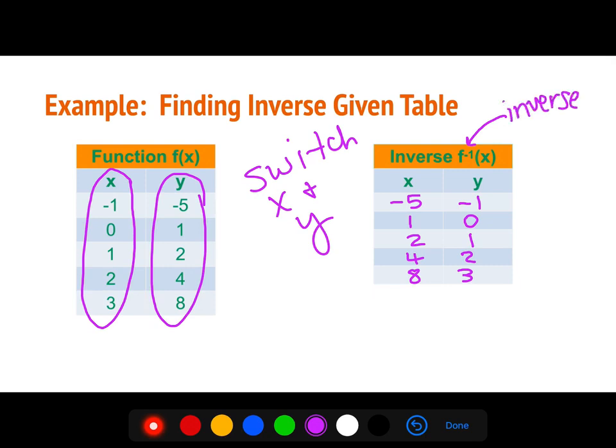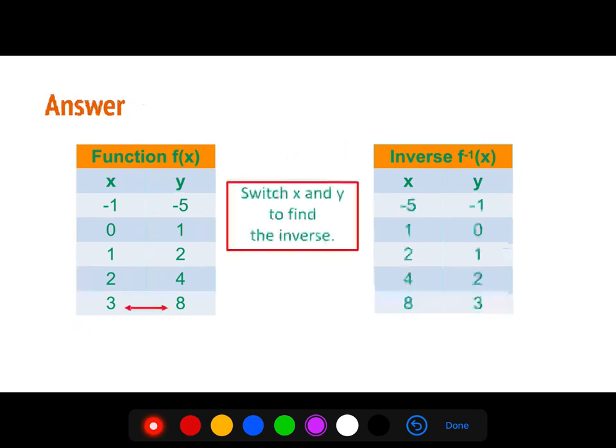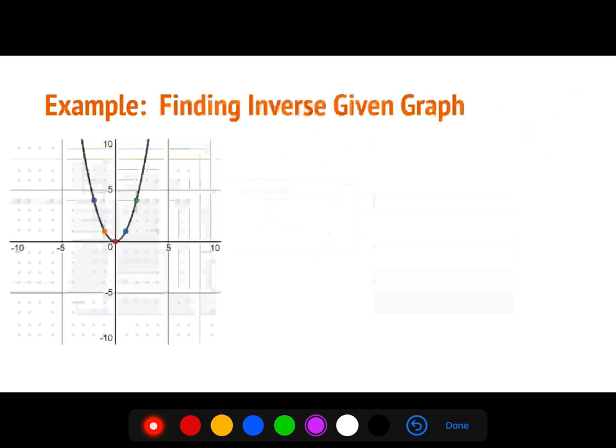And this little -1 up here means inverse. And since it's on the f, it means the inverse of the f function. There's the answer to the first one.